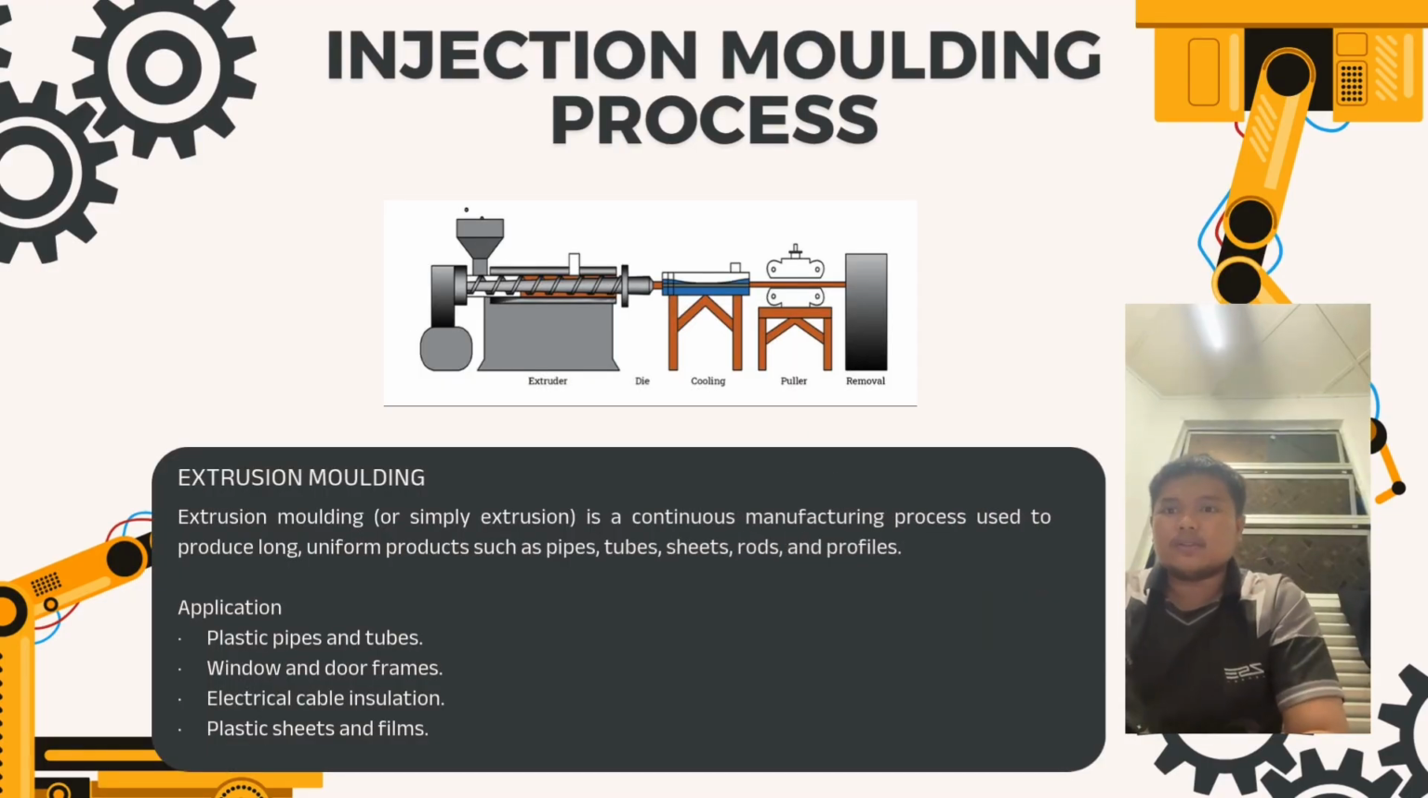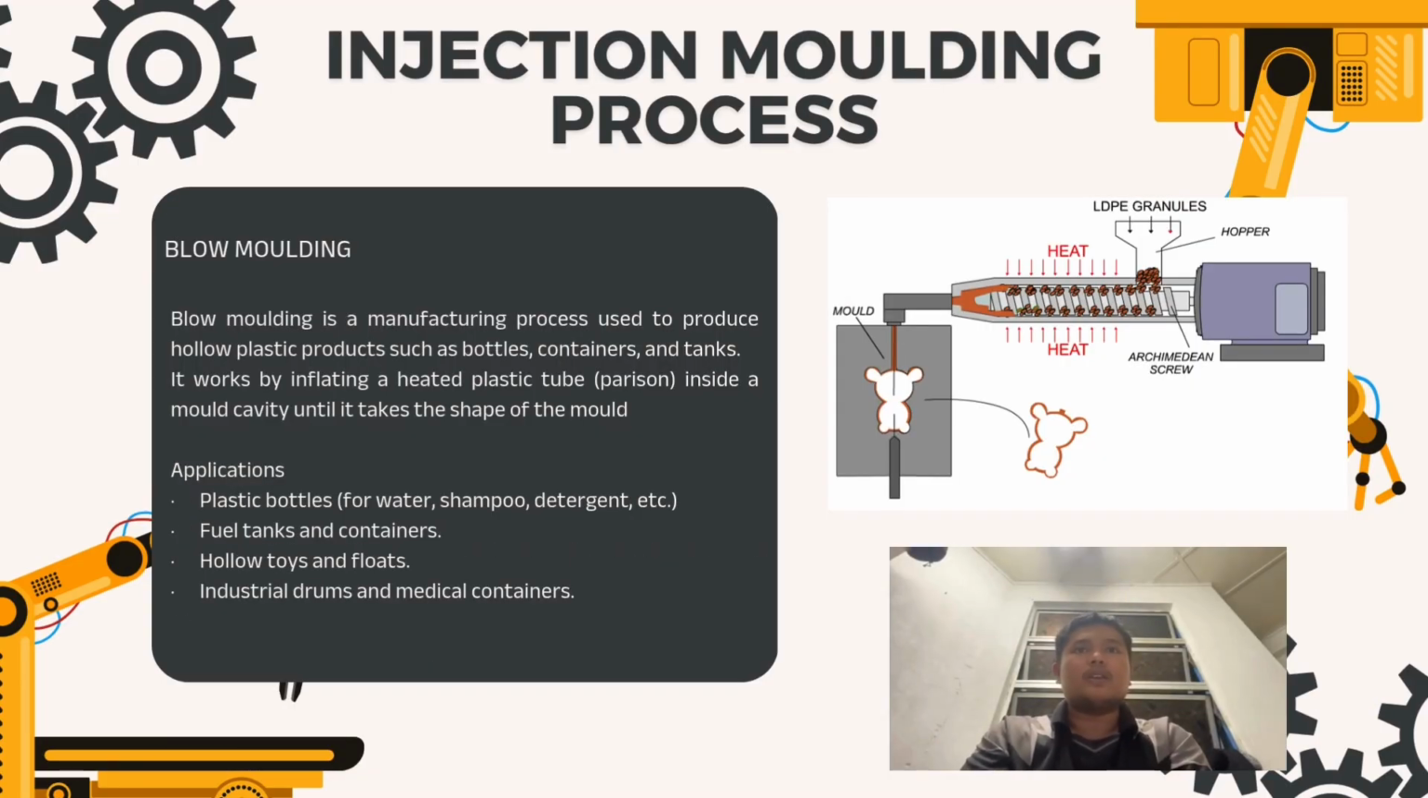Okay, next is extrusion molding, or simply extrusion, a continuous manufacturing process used to produce long uniform products such as pipes, tubes, sheets, rods, and profiles. Applications for extrusion molding are plastic pipe and tubes, window and door frames, electrical cable insulation, and last is plastic sheet and films.